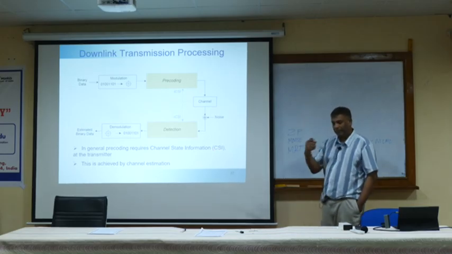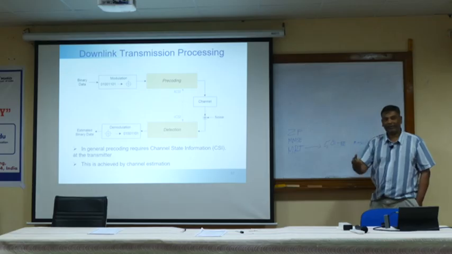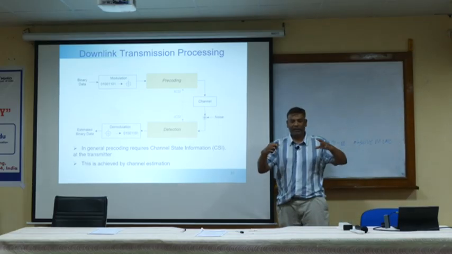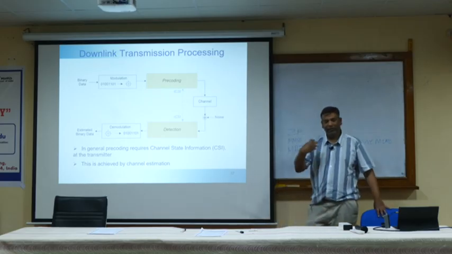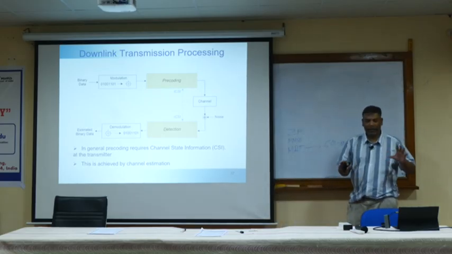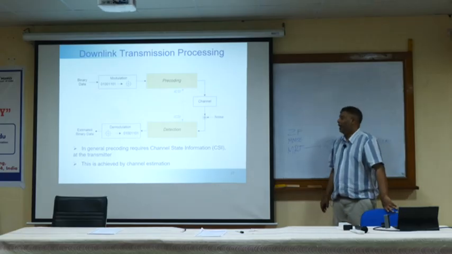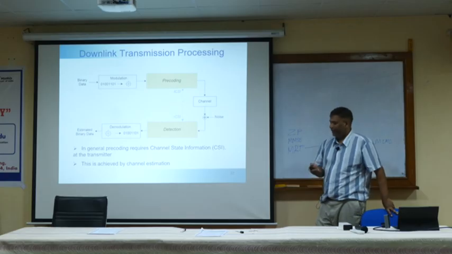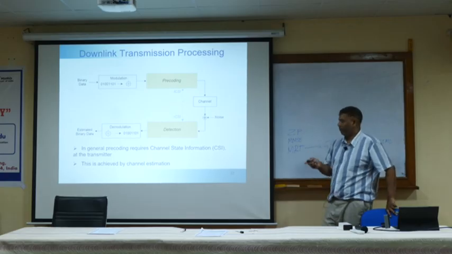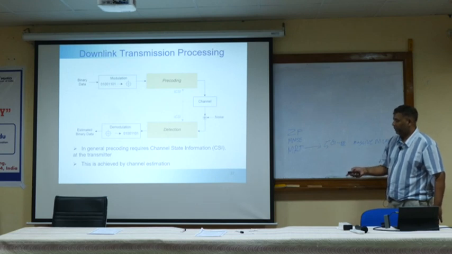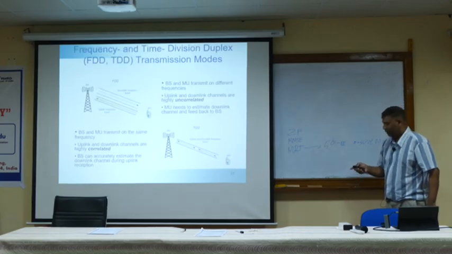Okay, so that's a big ask. I told you the transmitter knowing the channel is a big assumption. Okay, the receiver knowing the channel is okay. That's what is happening in your 3G, 4G, 5G phones. But the transmitter also knowing the channel is you are asking more. Okay, this is achieved by channel estimation and feedback. So the transmitter knowing the channel can be achieved by channel estimation and feedback.